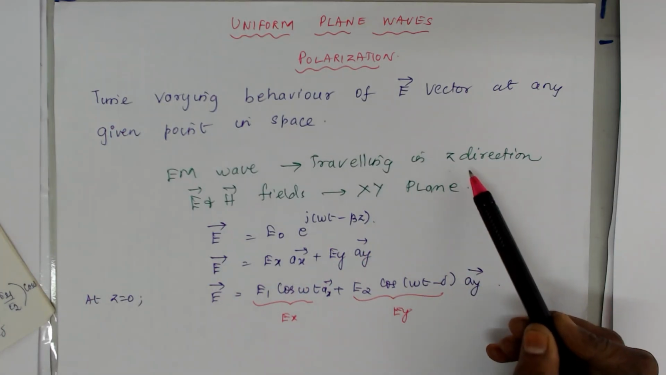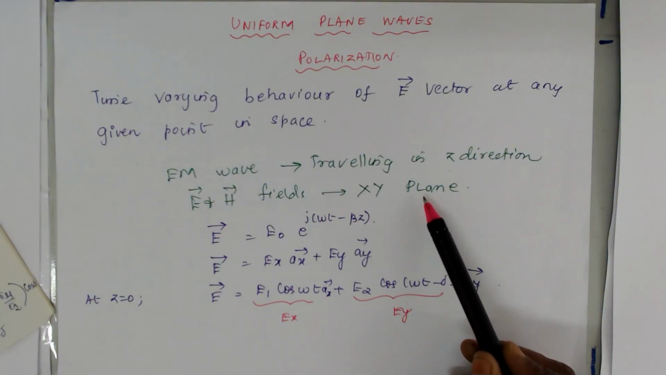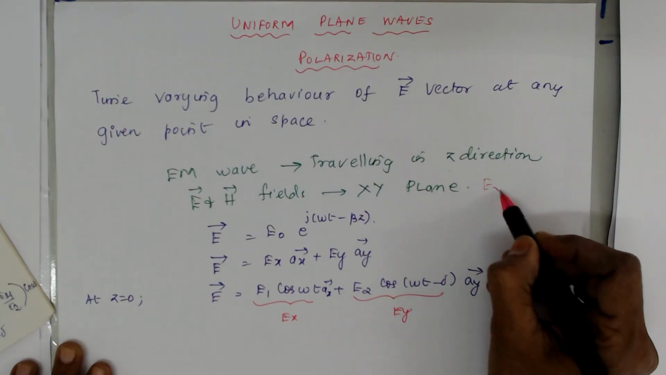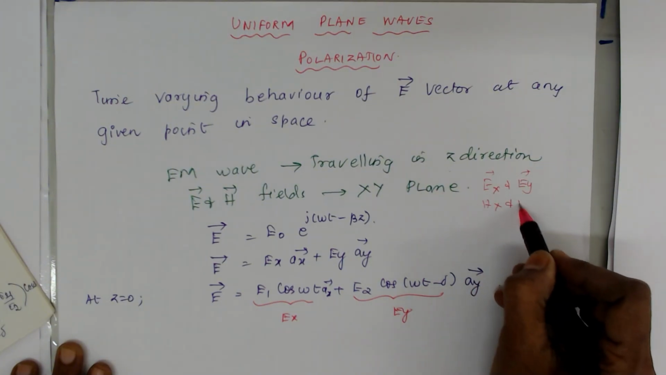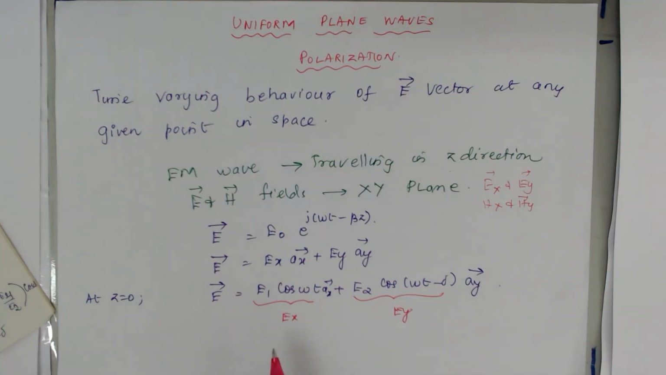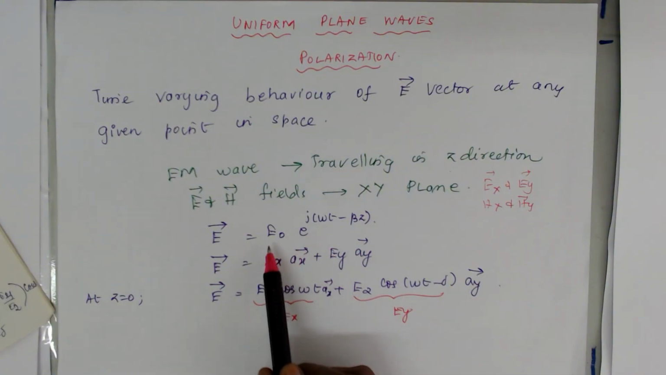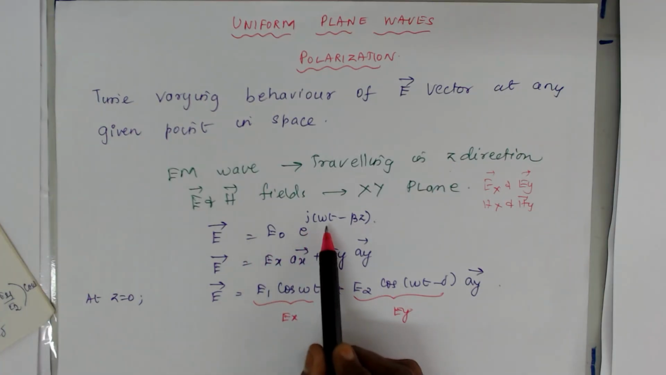Consider an electromagnetic wave which is traveling in the z direction. The E and H fields are assumed to be in the xy plane. So the E vector and H vector consist of two components, Ex and Ey, as well as Hx and Hy. The uniform plane wave traveling in the z direction and varying in time will take up the equation of the form E equal to E naught into e power j omega t minus beta z.